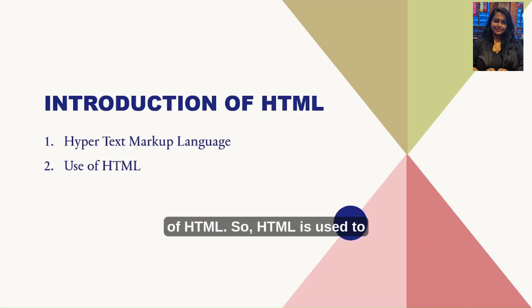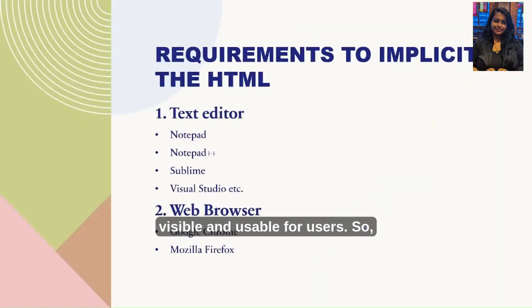So, use of HTML. HTML is used to create web pages on the web browser. It is also used to create UIs, that is, user interfaces. A UI contains elements like text, colors, menus, buttons, and videos. Everything that is visible and usable for users.